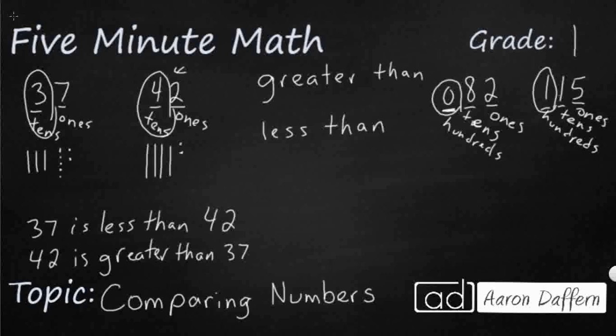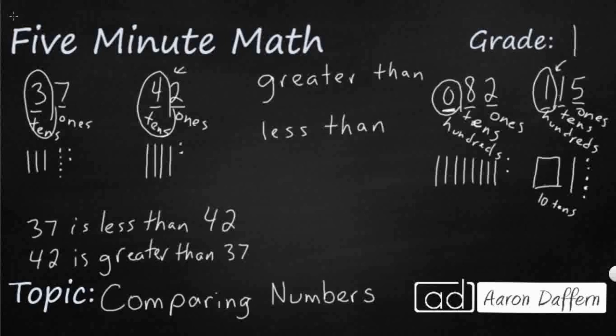Because look, 82 is 1, 2, 3, 4, 5, 6, 7, 8 tens and 2 ones. Now, it might look like 115 doesn't have nearly as much because it's only got 100, only 110, and 5 ones. But remember that this 100 flat is 10 tens. So this has 10 tens plus an extra 10. That's got 11 tens. The 82 only has 8 tens. So this one is going to be bigger.